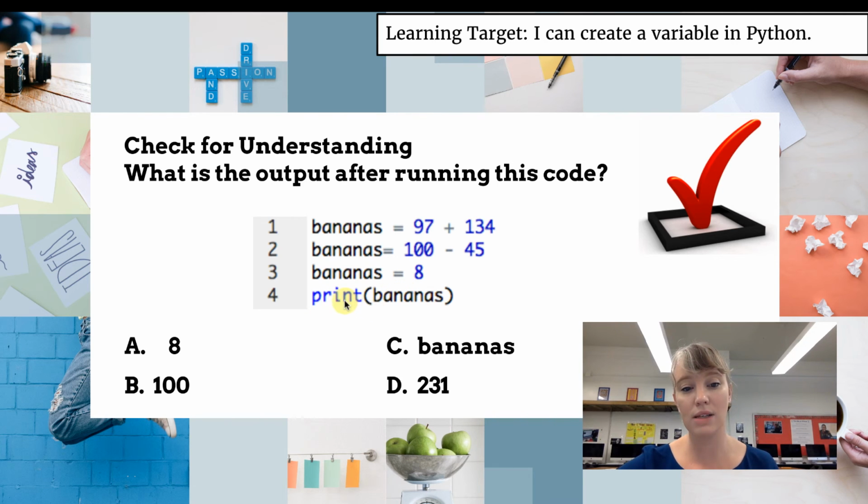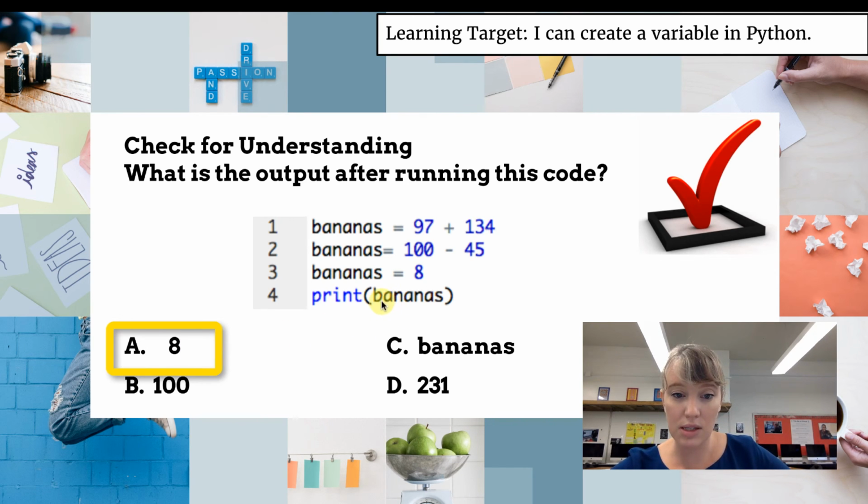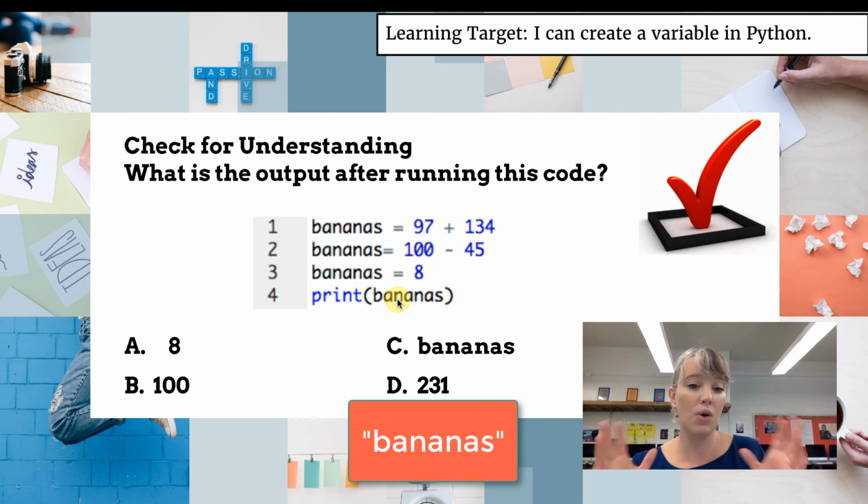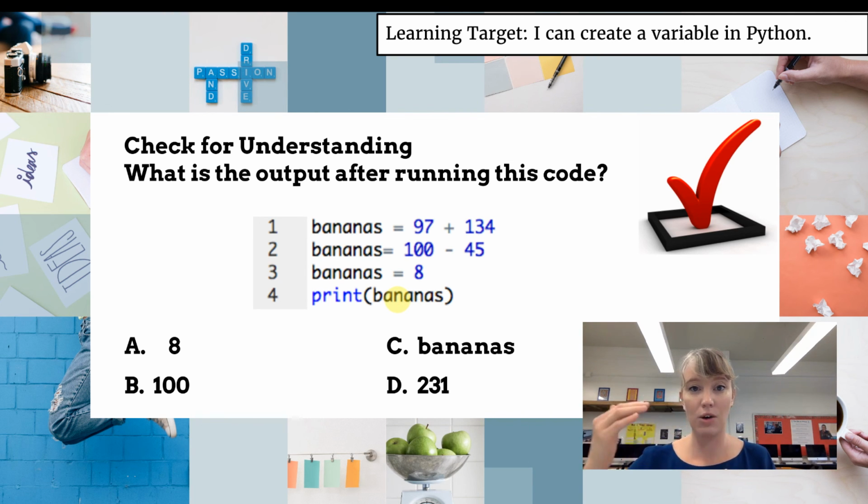So at the end of line 4, I say print bananas. What ends up happening is it prints 8 here. Now, what I want you to note is that it doesn't print the word bananas because bananas is a variable. So if I wanted to print out the word bananas and not the value of the variable bananas, I'd put quotations around bananas to make it a string. And then it would print the string bananas. You don't want to print the value that's stored in the variable named bananas.